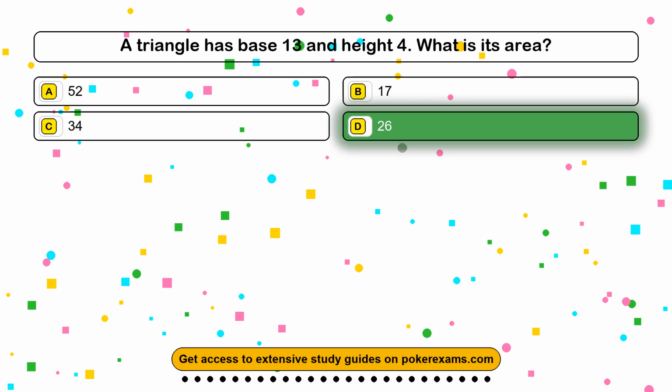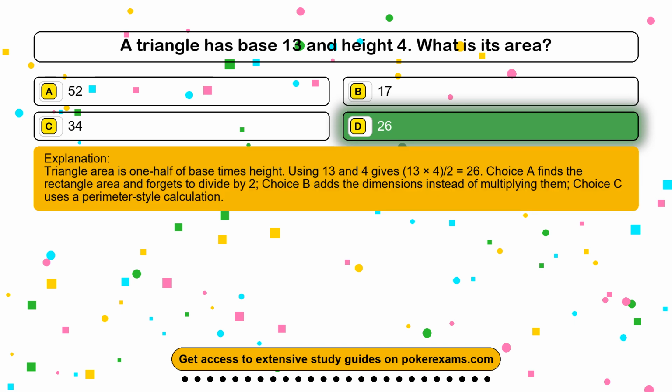The correct answer is option D, 26. Triangle area is one half of base times height. Using 13 and 4 gives 13 times 4, divided by 2, equals 26. Choice A finds the rectangle area and forgets to divide by 2, choice B adds the dimensions instead of multiplying them, choice C uses a perimeter-style calculation.